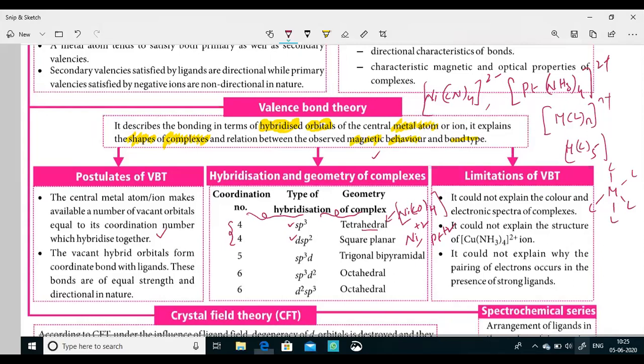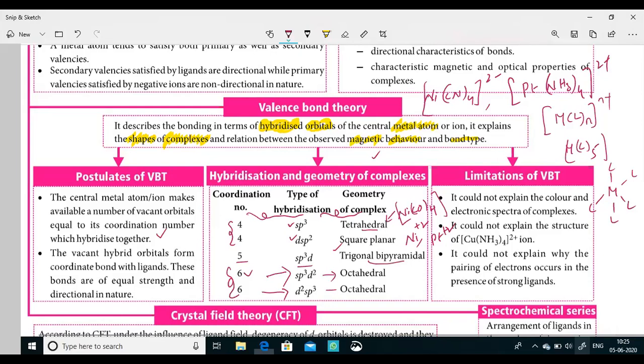Next, hybridization and geometry of complexes. If the coordination number is 5 and the hybridization is sp3d, it has trigonal bipyramidal geometry. If the coordination number is 6 and it has sp3d2 hybridization, it will show octahedral, and if it has d2sp3, it will also show octahedral. For sp3d hybridization, the shape of the complex is trigonal bipyramidal.